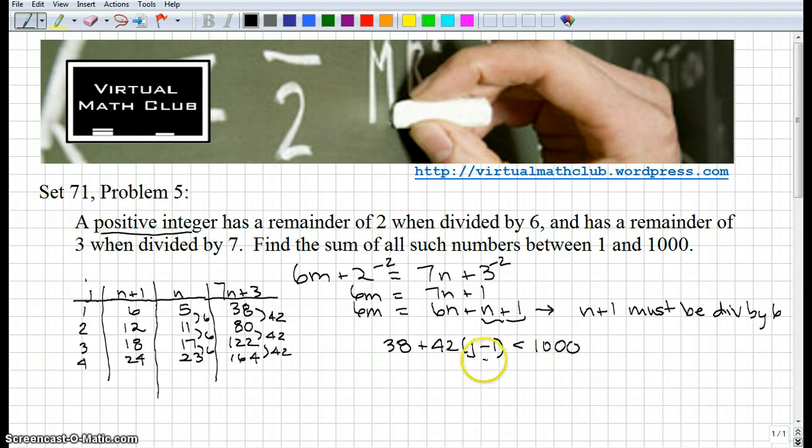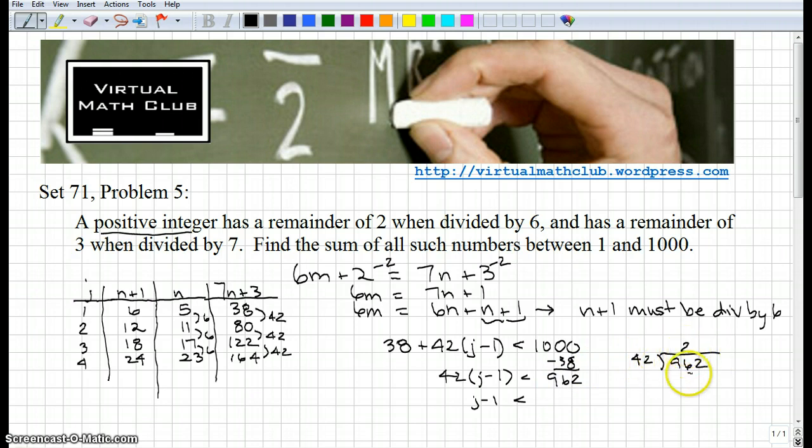Okay. So let's take a look at that. Let's subtract 38 from both sides. And we get 42 times j minus 1 is less than what? Oops, hang on. Got ahead of myself here. All right, so 10 minus 8 is 2, and 9, that's 6, 962. So j minus 1 is less than 962 divided by 42. Let's divide 42 into 962.